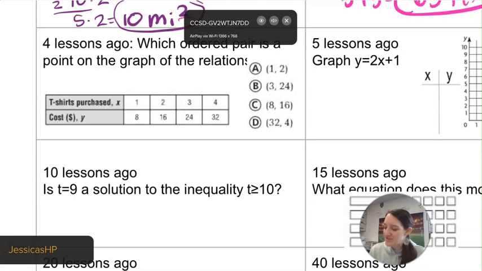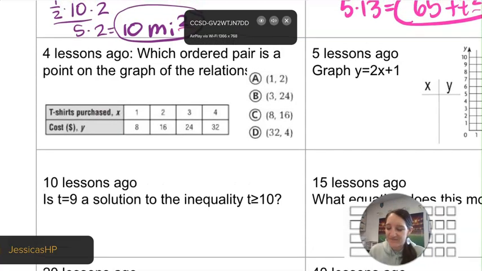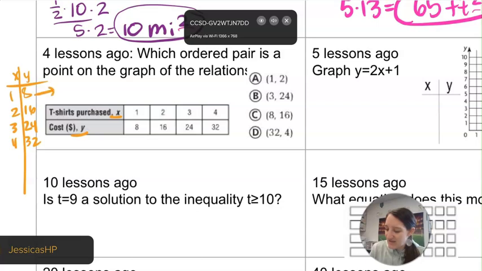All right, let's go back to last chapter. Which ordered pair is a point on the graph? Okay, so here's our XY chart. If you want to look at it better this way, here's your X, here's your Y. So it goes 1, 8, 2, 16, 3, 24, 4, 32. So basically that becomes X coordinate is 1, Y coordinate is 8.